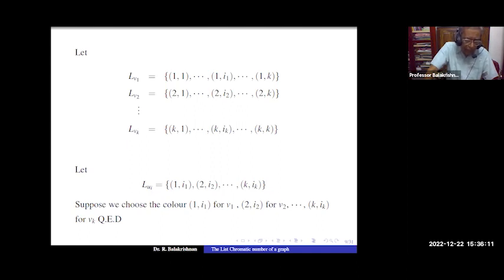Suppose we choose the color 1I1 for V1, 2I2 for V2, etc., then it is impossible to give any color for this particular vertex in the bottom. That means the chromatic number is actually equal to k to the power k. Next one, please.